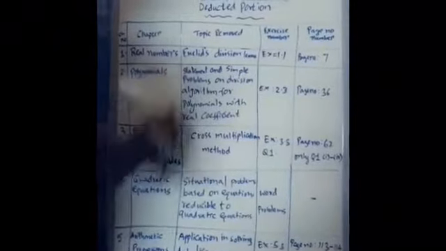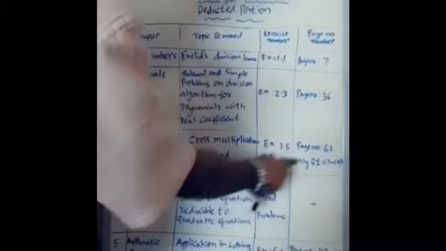Number 3, Pair of Linear Equations in Two Variables. In this there are 4 methods. Out of the 4 methods, the cross multiplication method is removed. That is Exercise 3.5, question number 1, page number 62. Only question 1, parts 1 to 4, is deleted. The cross multiplication method is deleted.